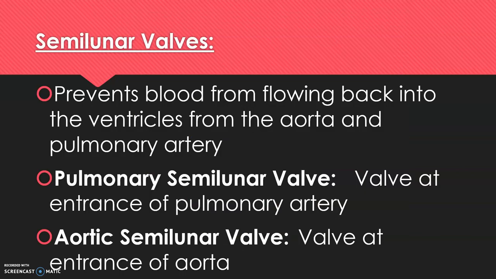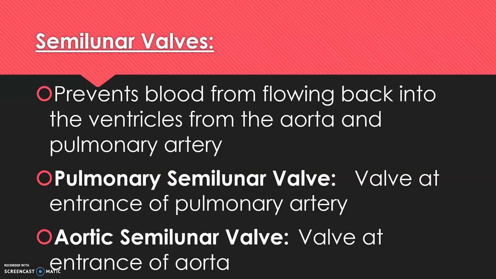The semilunar valves are going to prevent blood from flowing back into the ventricles from the aorta and the pulmonary artery. It's called semilunar because the flaps resemble half moons. There are two types, the pulmonary and the aortic. A pulmonary semilunar valve is a valve at the entrance of the pulmonary artery. So it's going to lie right between the right ventricle and the pulmonary artery.